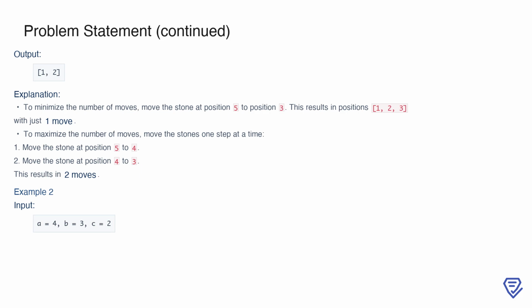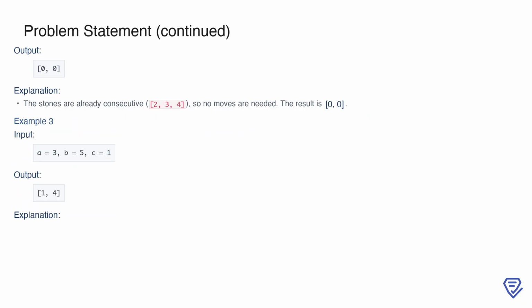On the other hand, to maximize the number of moves, we can take a step-by-step approach. First, move the stone at position 5 to position 4, and then move the stone at position 4 to position 3. This process takes 2 moves in total. Thus, the minimum number of moves is 1, and the maximum number of moves is 2.